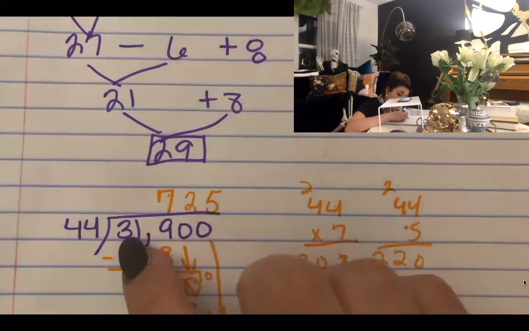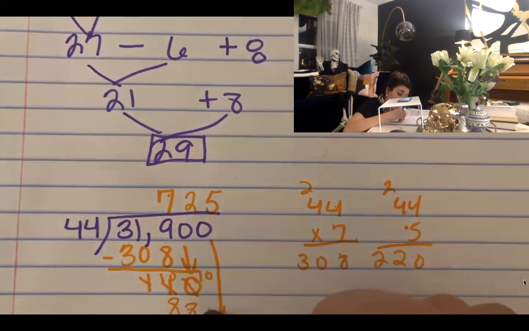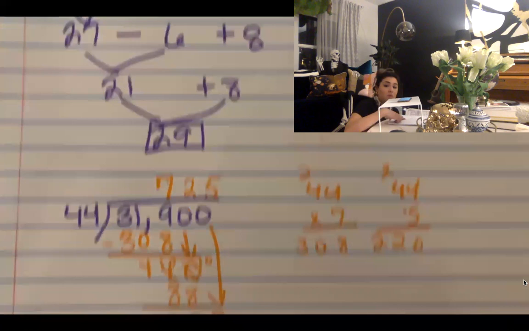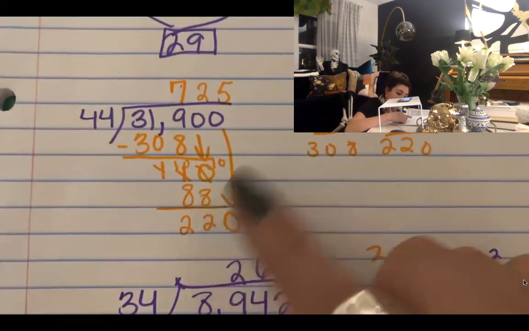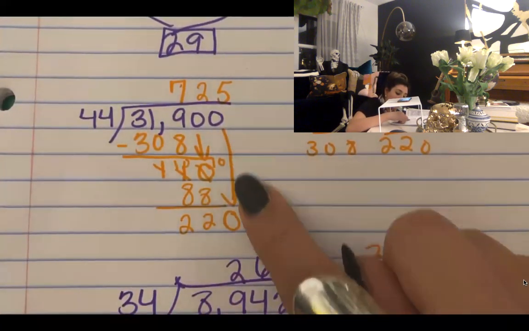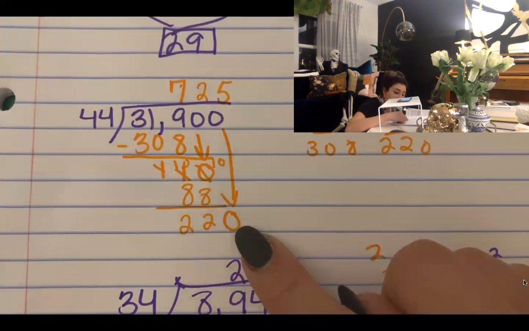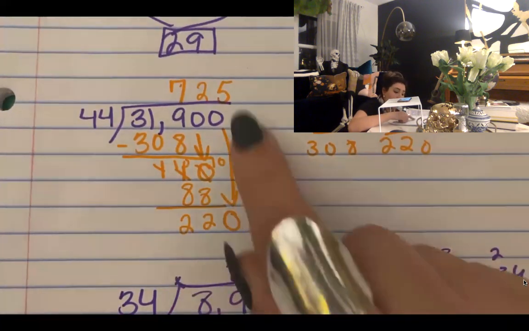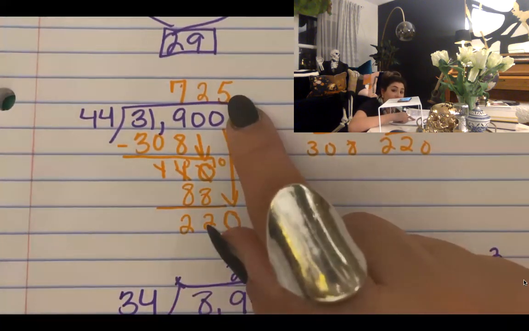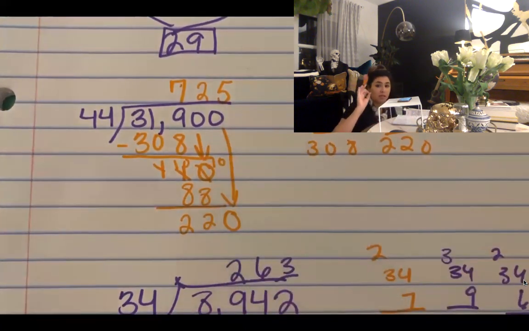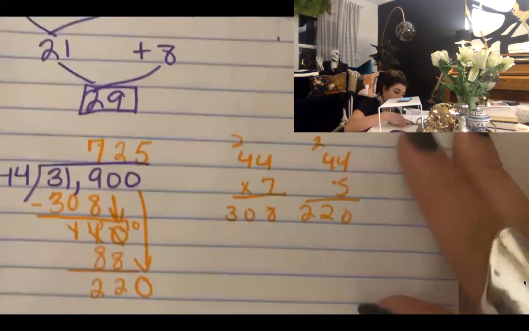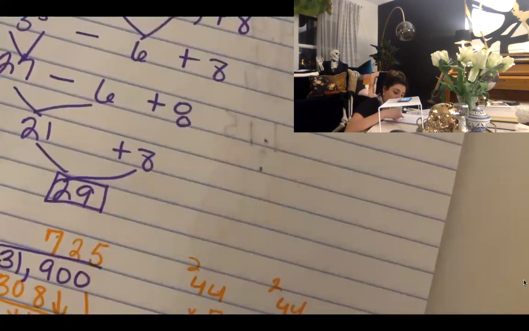2 times 44 gave me 88. My difference from 110 to 88 is 22. Sorry, I didn't see what I'm talking about. And then I dropped down my final 0. 44 into 220 went in there 5 times, equally. And here I am trying to figure out how many times 44 can fit into 300.